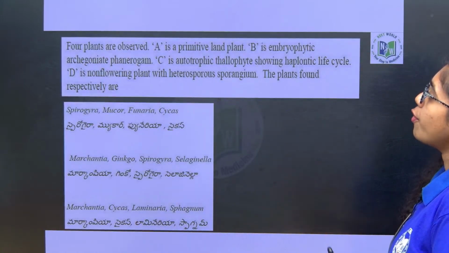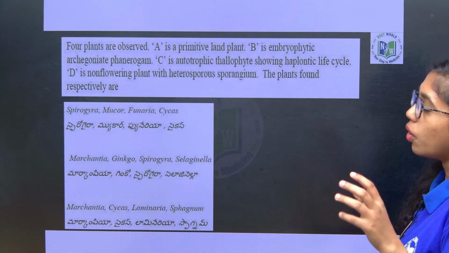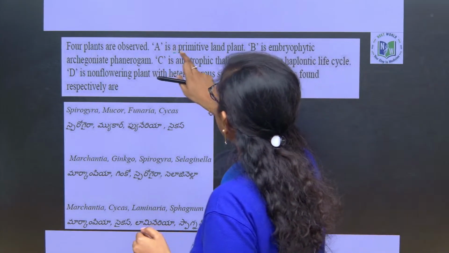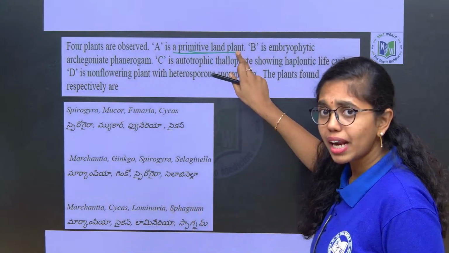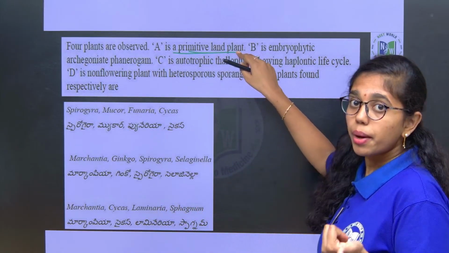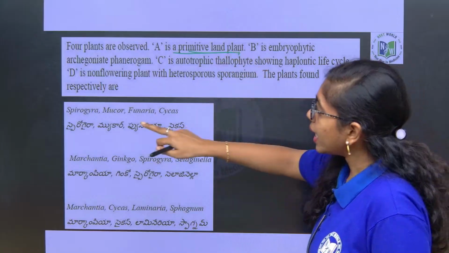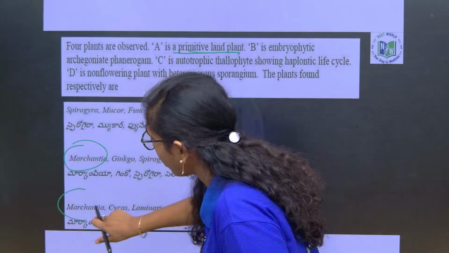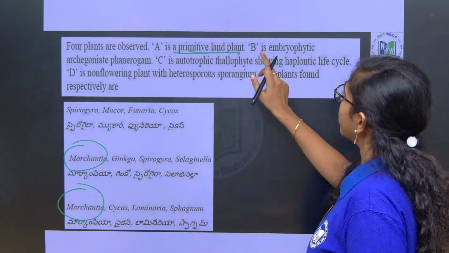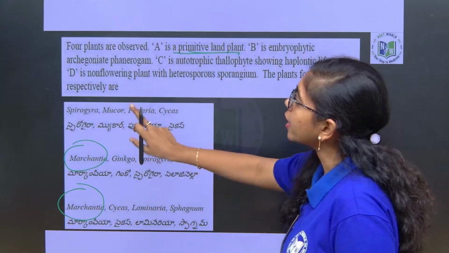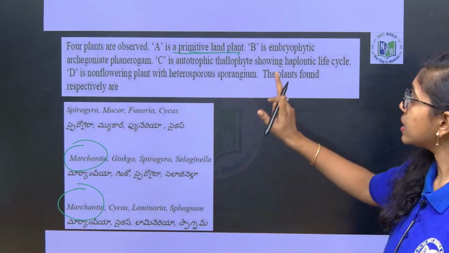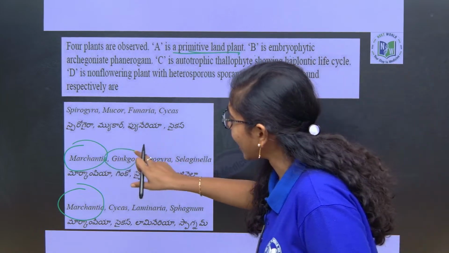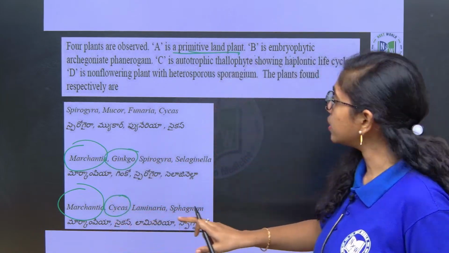And next, 4 plants are observed. Okay, we have to choose based on the characteristic. A is primitive land plant. Primitive land plants are what? Bryophytes, right? Here under A, what is the bryophyte? Marchantia is the liverwort under bryophyte. We can consider these 2. Next, B is embryophytic archegoniate phanerogam. Means here it is talking about a gymnosperm. So, ginkgo and cycas both are gymnosperm. We can consider this too.